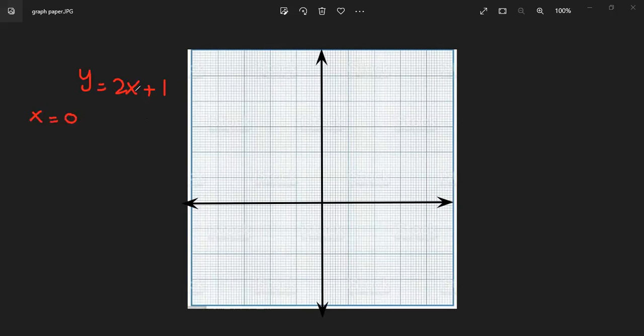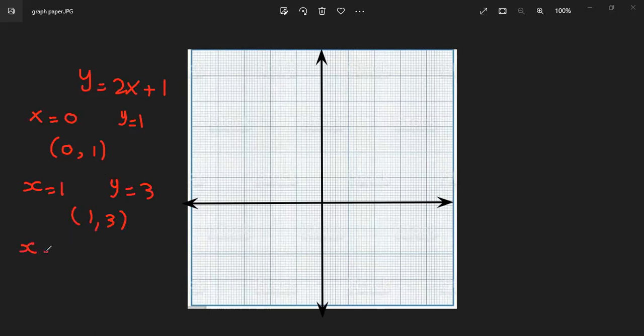It will be 2 times 0, 0 plus 1 is 1, so y is 1. So the first ordered pair is 0 and 1. When x equals 1, for instance, what is the value of y? You will put 1 instead of x, so 2 times 1 is 2 plus 1, 3. So y equals 3. So it's 1 and 3.